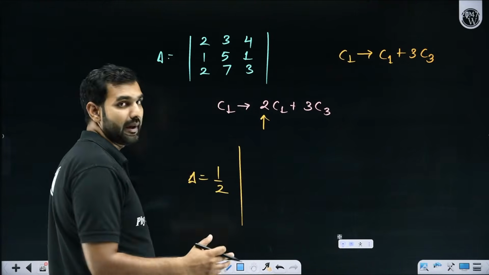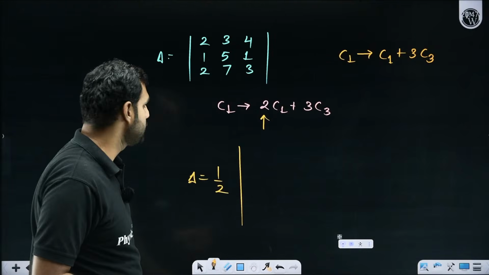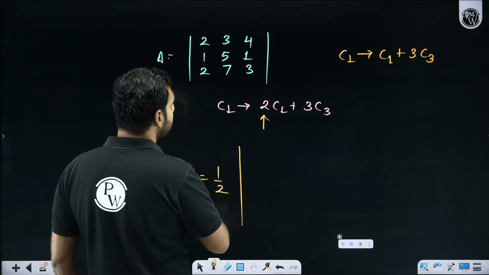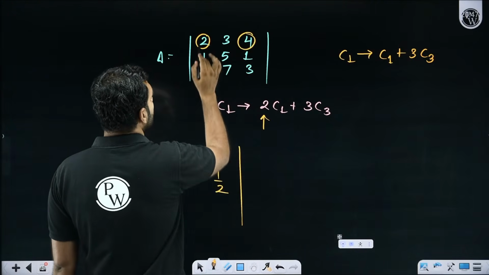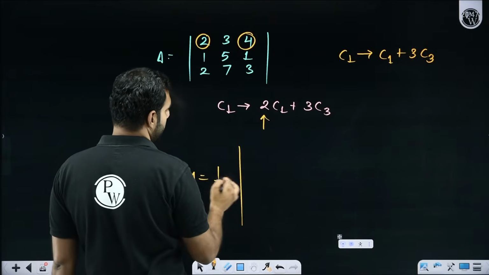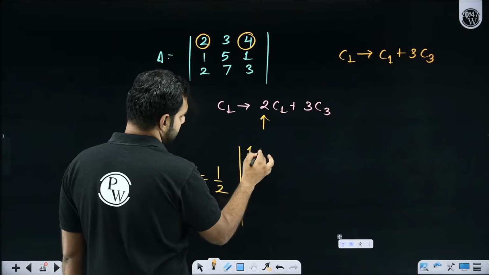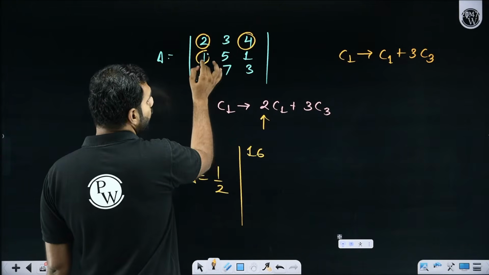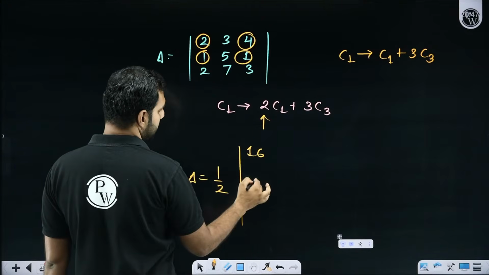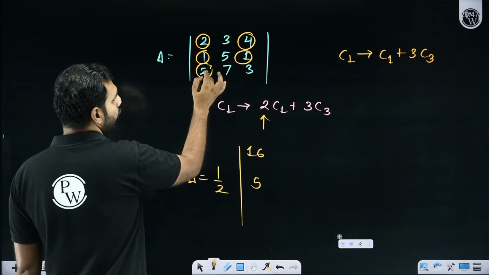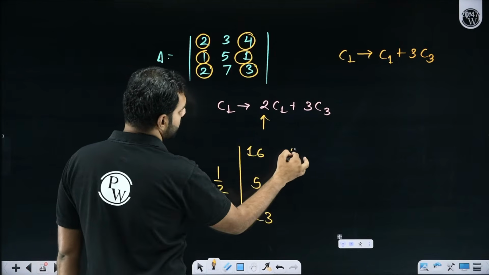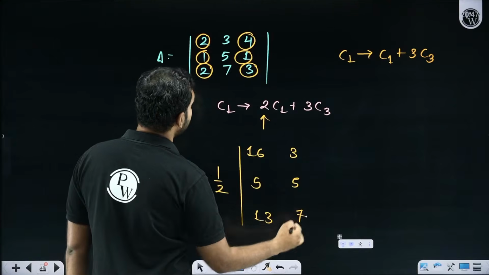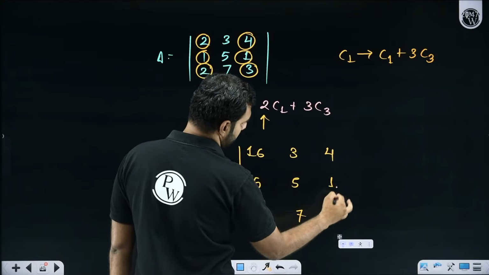And there it remains balanced, which means here column 1 is getting updated with 2 times column 1 plus 3 times column 3. So 4 plus 12, that is 16. Then 2 plus 3, that is 5. Then 4 plus 9, that I think is 13. Column 2 is 3, 5, 7, and this is 4, 1, 3.